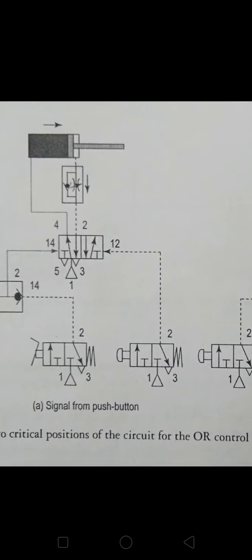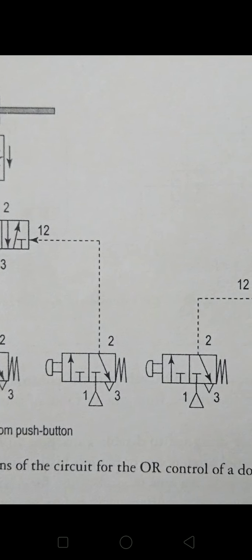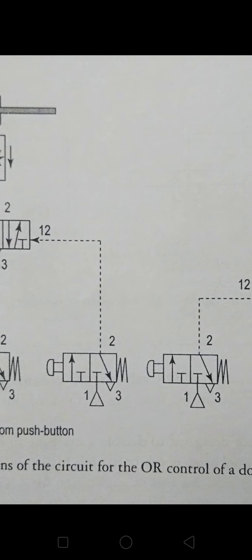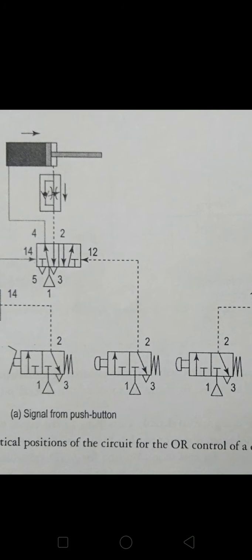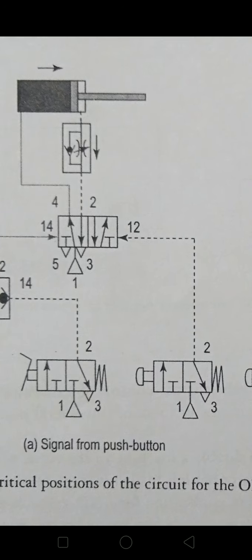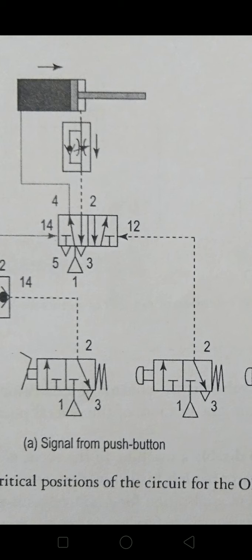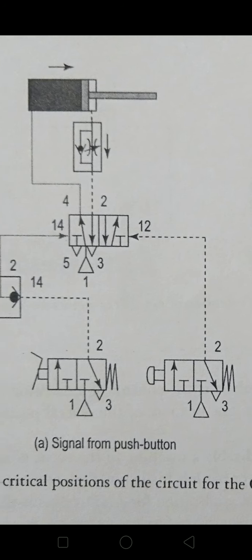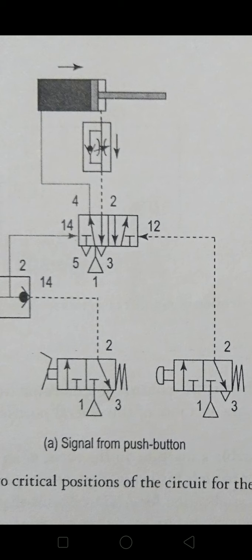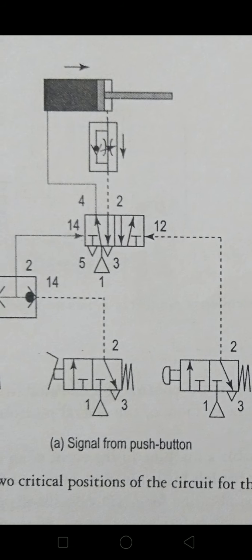You should show the third one also, in which you can show when 1 is connected to 2. When the push button is in its retracting position, 2 is connected to 12, so 1 will be connected to 2, and through the throttle valve it will push the piston back from right to left, and from 4, which is connected to 5, exhaust will happen, right? So this is how this system works for a shuttle valve or a logical valve.